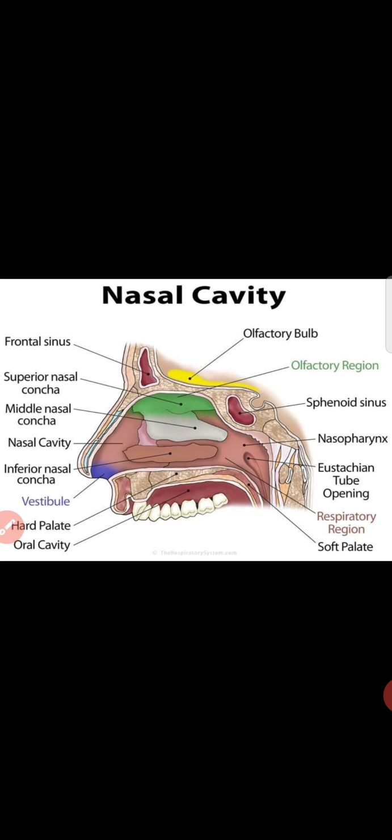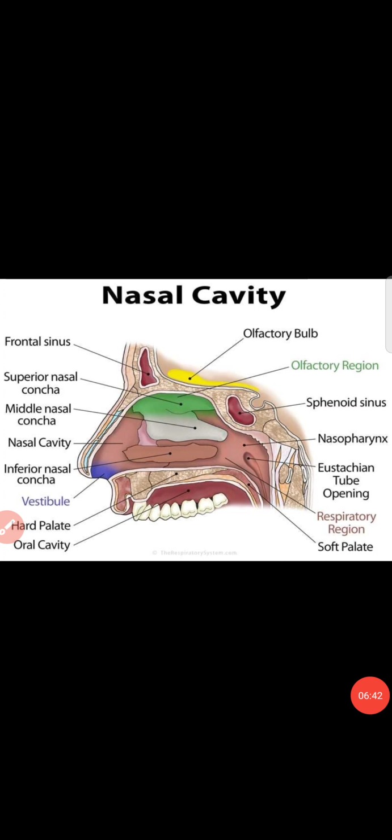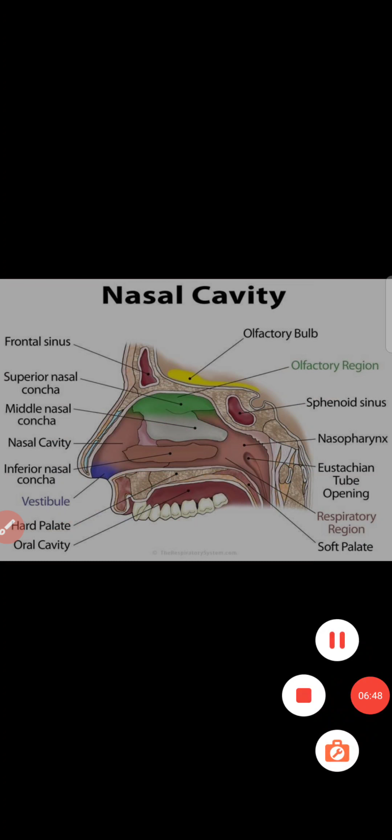This is all about the nose. I hope you understand what the nose is, how it is made up, what the functions of the nose are, how it gets its blood, how it drains its blood, and how it is supplied by nerves.